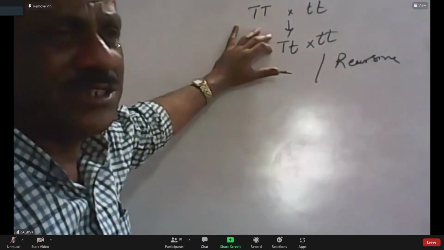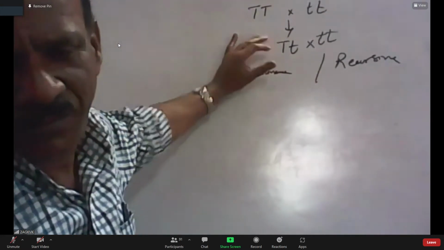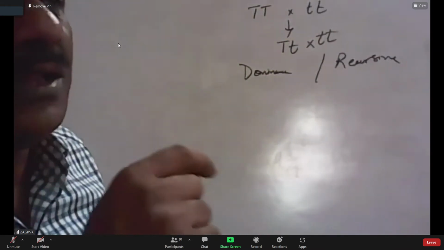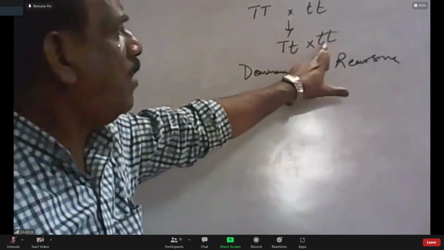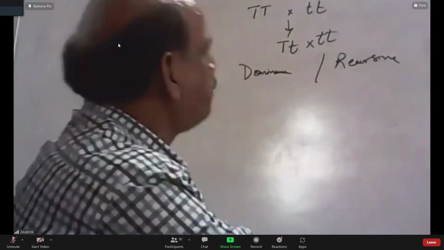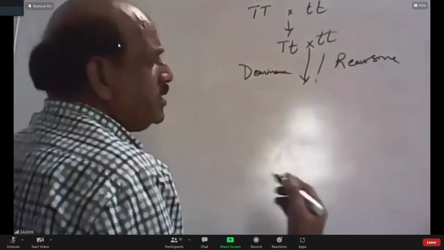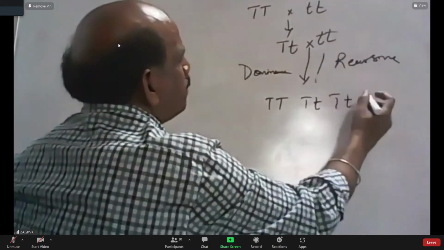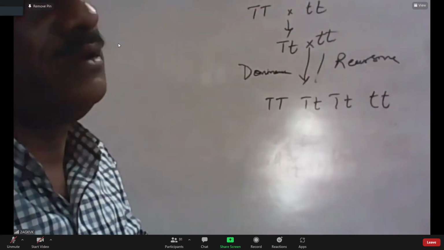The trait that expresses itself in the F1 is called dominance. Is that clear? And the allele governing such form is called the dominant allele. Now, the form that is suppressed in the F1, but it reappears in the F2. With what frequency does it reappear in the F2?